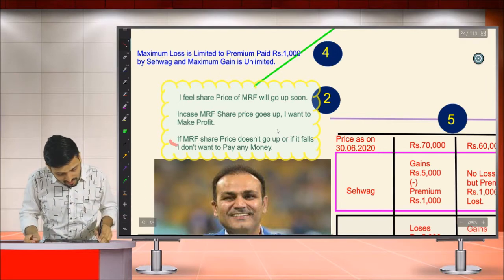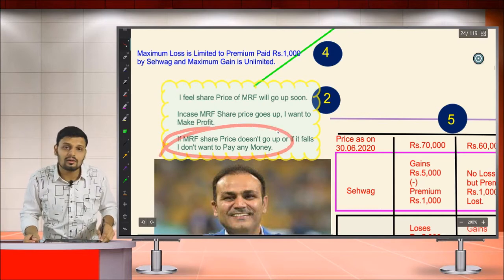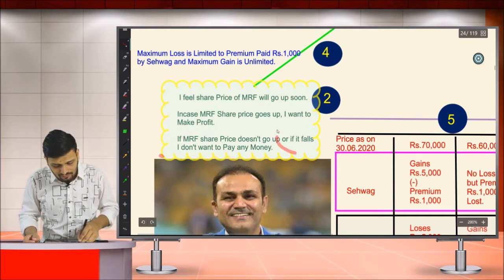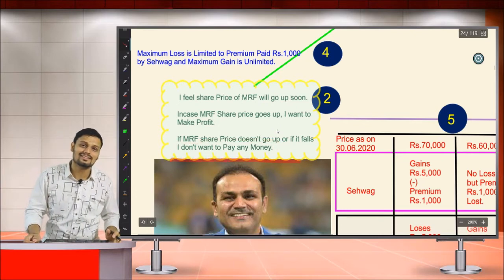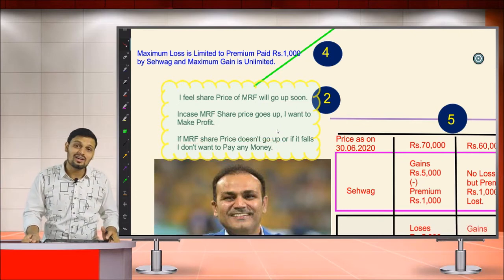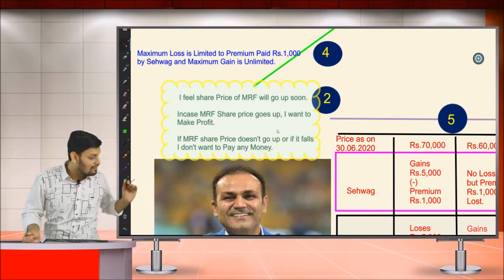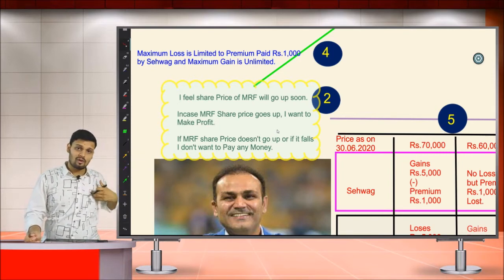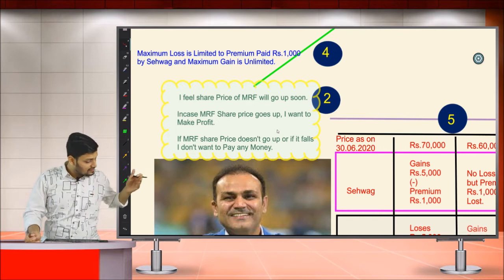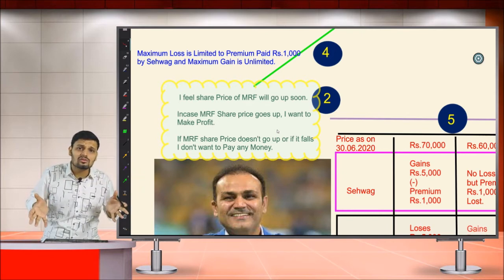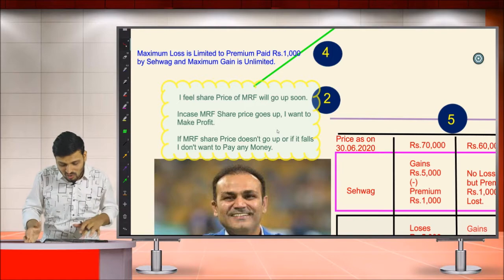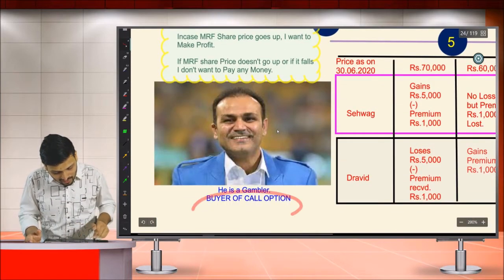But if the MRF share price doesn't go up, or if it falls, I don't want to pay any money. So how good an agreement, or how good are the terms and conditions? If the MRF share price goes up, he wants to make profit. If the MRF price comes down, he doesn't want to make a loss. Now, this person is called a buyer of a call option.